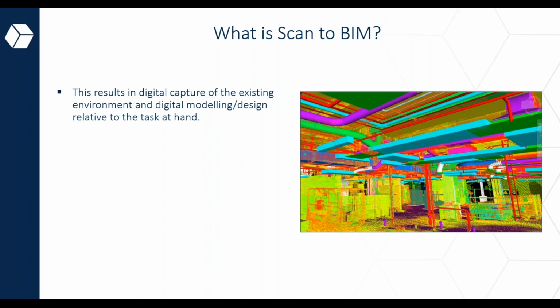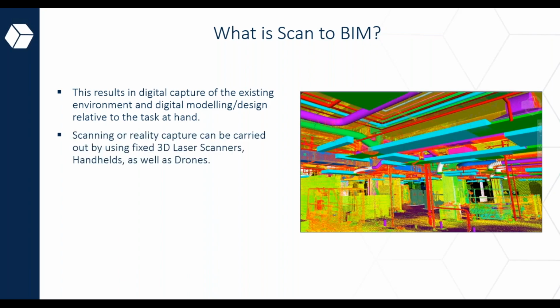So what are the results of the Scan to BIM process? The result is basically a digital capture of your existing environment, as I mentioned. This involves using the advanced scanning technologies to collect the data about your physical building, infrastructure, or other objects of interest. Some of the scanning devices that are used to capture this data include 3D scanners, your handheld devices, and even drones that are equipped with scanning capabilities.